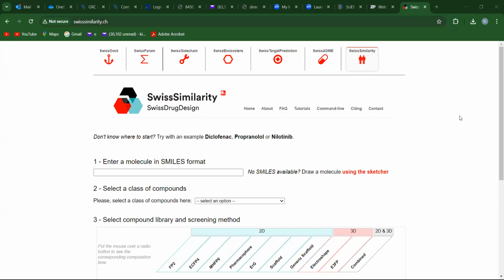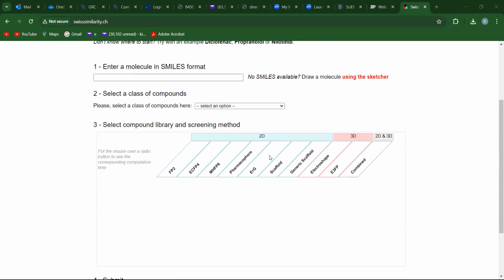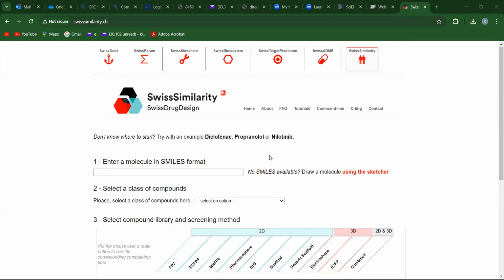Let me share my screen. Can you see my screen, guys? Okay. So what I just did is just type Swiss similarity in your browser, right? Then it will take you to this page.